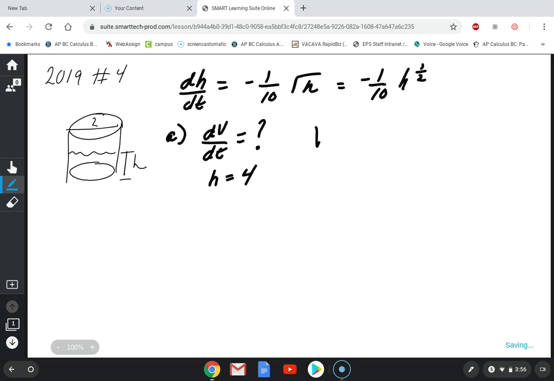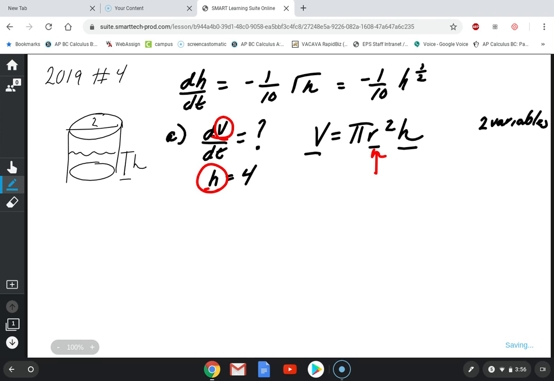Well, the volume of a cylinder is pi r squared h. Now, notice I have 3 variables here. When you take the derivative, you do not want these 3 variables. You only want to get it down to 2 variables. So we have to replace one of them. Obviously, we're keeping the V because we're looking for dV/dt, and we're keeping the h because we have h equal 4. So the variable I want to get rid of is the r.